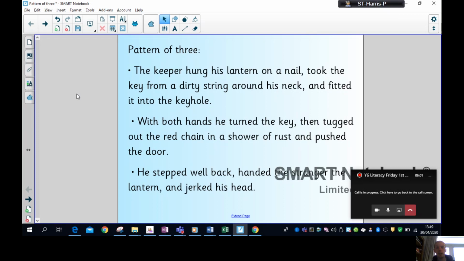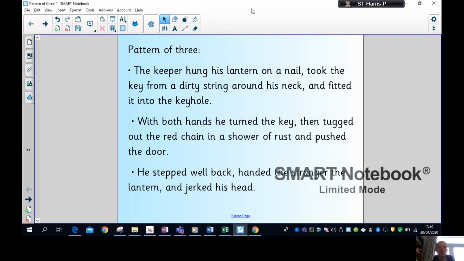The keeper hung his lantern on a nail, took the key from a dirty string around his neck, and fitted it into the keyhole. With both hands he turned the key, then tugged out the red chain in a shower of rust and pushed the door. He stepped well back, handed the stranger the lantern, and jerked his head.